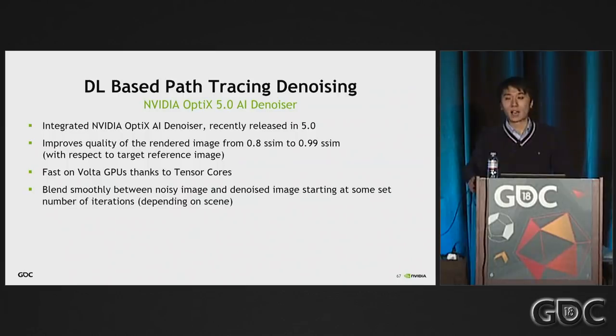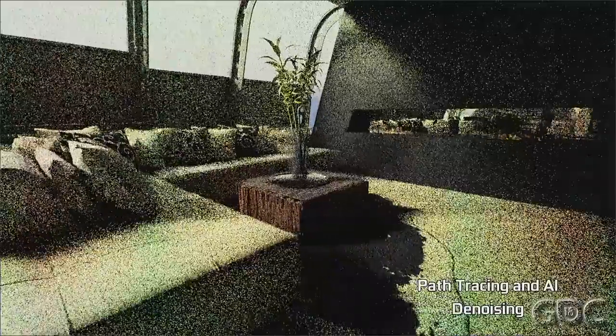It leverages the tensor cores that we have in Volta GPUs. So in our UE4 integration, we can actually preview the results in real time really fast. In the demo that we showed earlier, we blend smoothly between the noisy image and the denoised image, so you just feel like the convergence is really fast. All right, let's show the path tracing one then. Oh, yeah, we're running live.